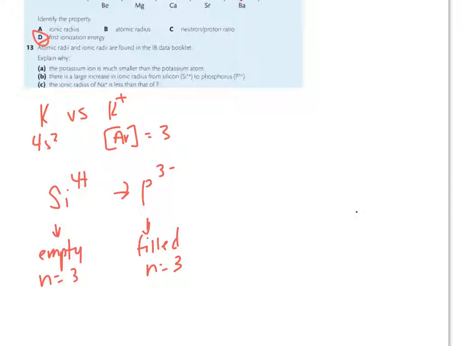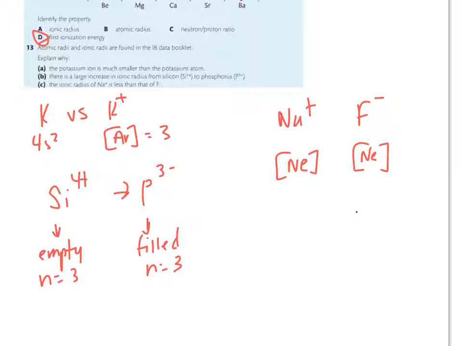And C, the ionic radius of Na+ is less than that of F-. Well, if I look, Na+ has the configuration of neon, and fluorine has the configuration of neon. So the electrons are arranged the same way. So why is it that Na+ has got a smaller radius than that of F-?